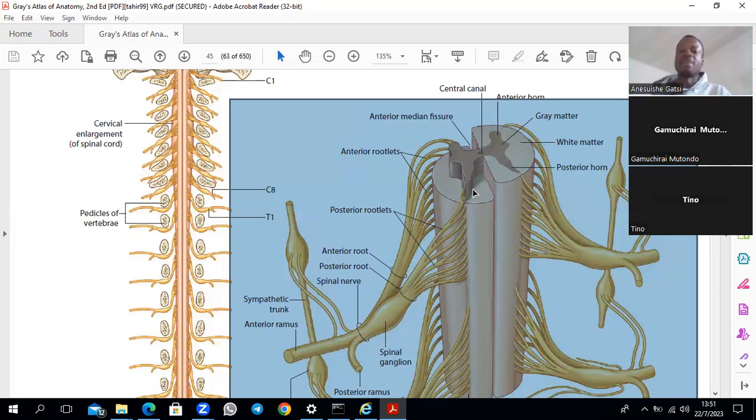Right? So what happens? The anterior rootlets, these ones that are exiting the spinal cord with motor, they join the posterior rootlets, these ones that are entering the spinal cord with sensory, and they create something called a spinal nerve. Right. So a spinal nerve is only 1 centimeter in length.